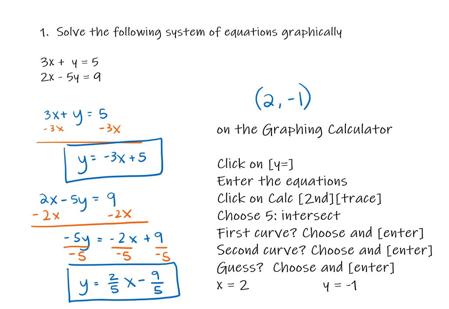And then choose option 5, which says intersect. You can either scroll down to it and hit enter, or you can just type the number 5. And then it will ask you a few questions. It'll say first curve, and you can move your cursor to pick which line you want it to pick. And then hit enter, second curve, hit enter, guess, meaning just move your cursor close to where they intersect, hit enter, and then it will give you the x and the y values. It'll say x is equal to 2 and y is equal to negative 1. So that's how you know what your solution would be.